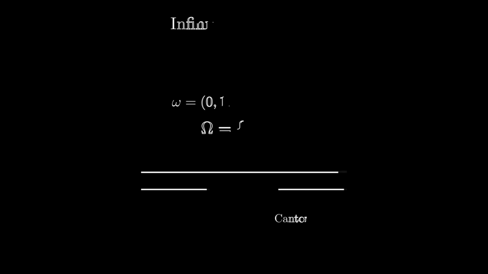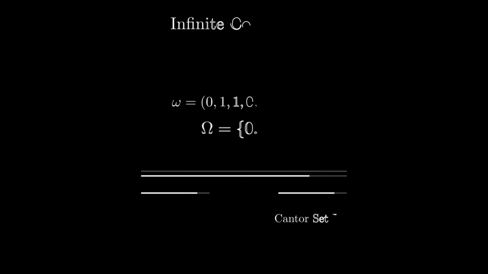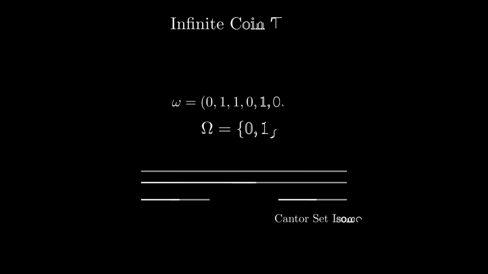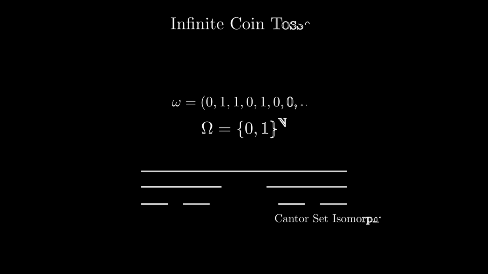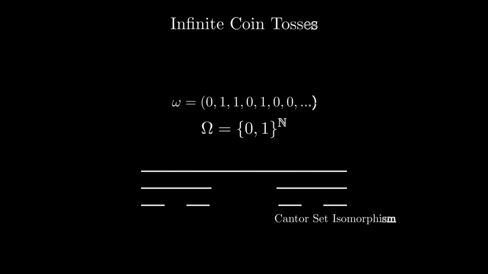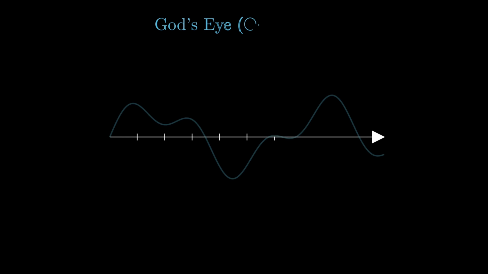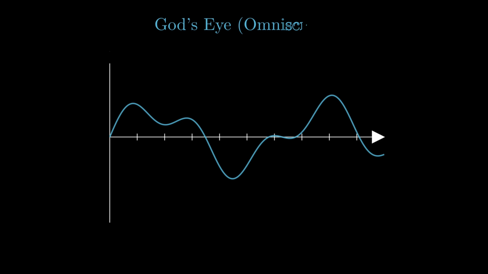Visualizing high-dimensional Ω. If we model a sequence of infinite coin tosses, Ω is the space of all infinite binary sequences, which is topologically isomorphic to the Cantor set. The God's eye view. Ω represents the view of an omniscient observer who sees the entire realized path of a process. The role of the sigma-algebra, as we will see, is to represent the view of a mortal observer who only sees the path unfolding over time.